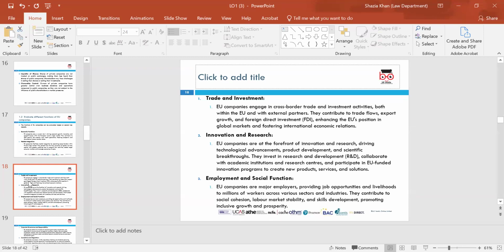The next function is employment and social function, which is that EU companies are major employers, providing job opportunities and livelihoods to millions of workers across various sectors and industries. They contribute to social cohesion, labour market stability, and skill development, promoting inclusive growth and prosperity.